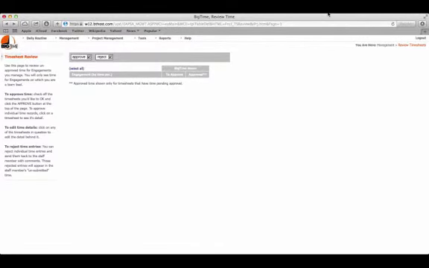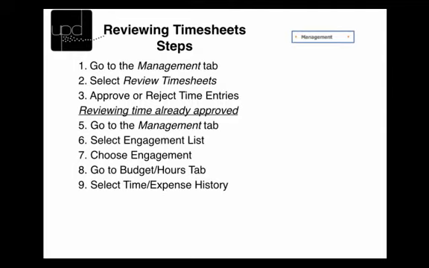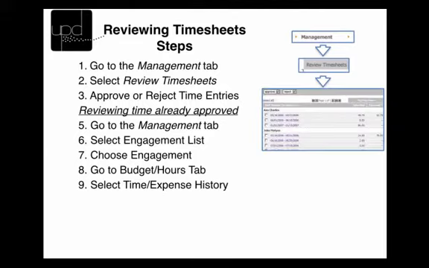Okay, and here is a list of all the time that's waiting our approval. There's nothing here. That means there's nothing pending approval at this moment. Here are the steps to reviewing timesheets. The first step is to go to the Management tab. Then select Review Timesheets, and then Approve or Reject Time Entries.